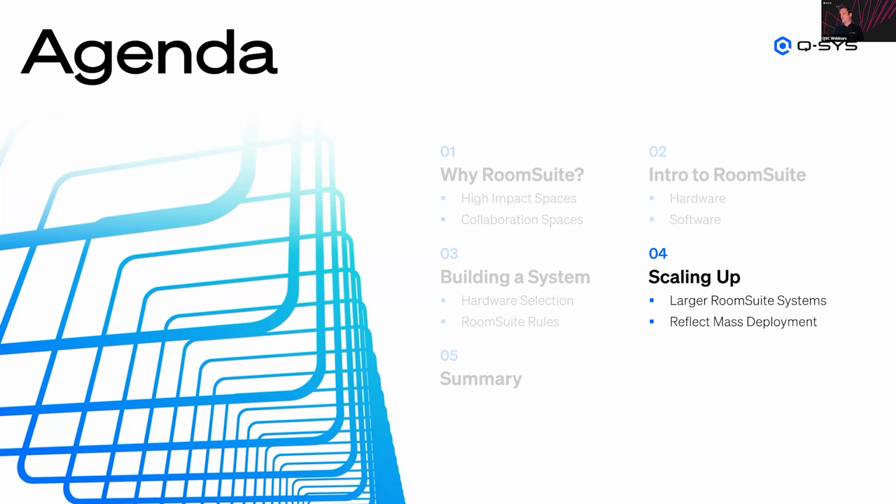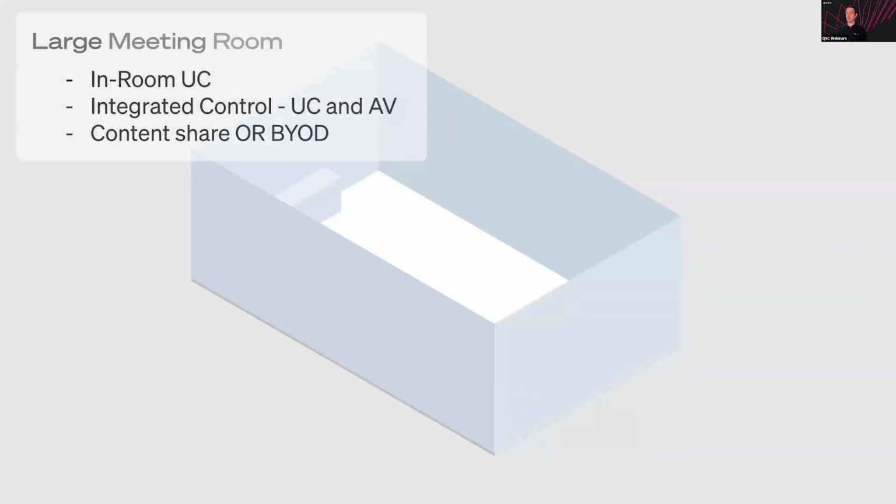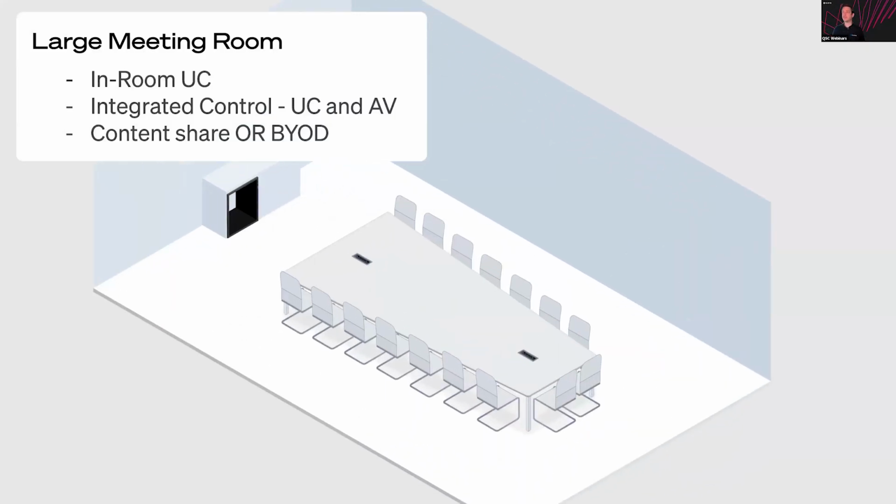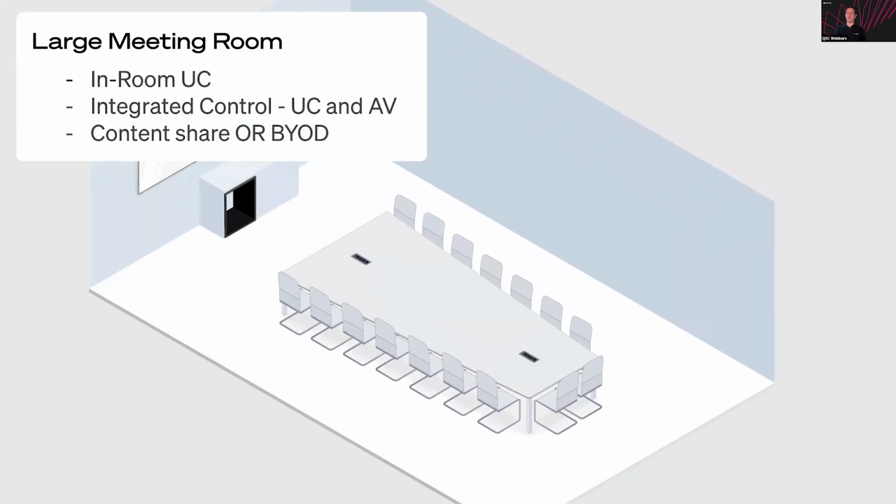All right. So this last section here on scaling up, these are going to look at some larger type systems that can still be supported by RoomSuite. So this is a large type meeting room we're going to look at here. Instead of doing BYOD, we're going to do in-room UC, integrated control there. You can see, and that's what we'll talk a little bit more about on the second page. I'm sure there'll be some questions around that. And then content share, or like Tommy mentioned, you can still do BYOD.